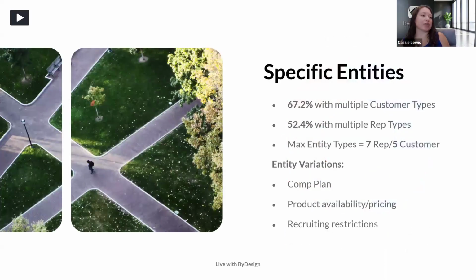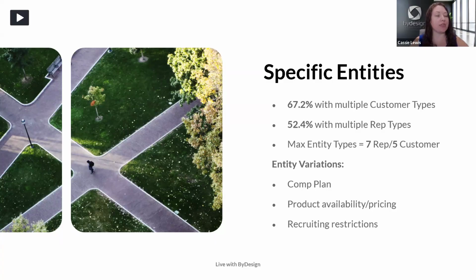The third trend that we're seeing is specific entities. What that basically means is you no longer just have reps and customers. Now you've got multiple types of reps and multiple types of customers. We've seen this trend for quite some time. It's been on the rise over the last 5 to 6 years. But over half of our clients now have multiple customer types and multiple rep types.